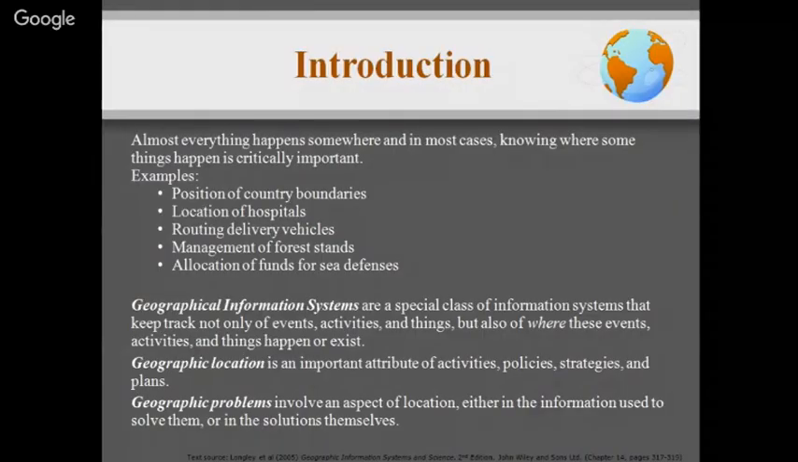Now the geographical information system is a special class of information system that keeps track not only of events, activities, things, but also of where these events, activities, and things happen or exist. The word where signifies location. Geographical location is an important attribute of activities, policies, strategies, and plans. Geographical problems involve an aspect of location, either in the information used to solve them or in the solutions themselves.